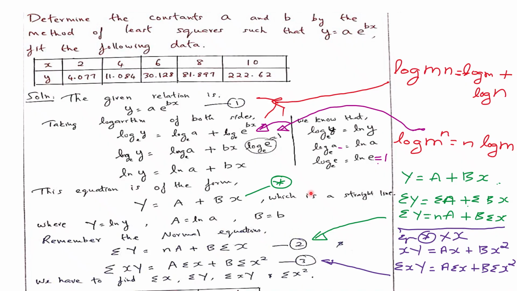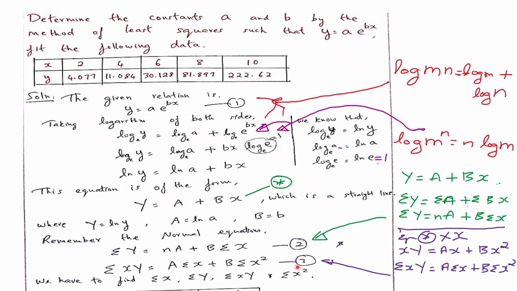Okay, so normal equations as usual we have to remember. I have written here, you see in green ink, this is equation star, that is Y is equal to A plus Bx. So next step is what? Just like the previous problem, take the summation: sigma Y is equal to sigma A plus sigma Bx. Sigma A, I told you in the previous problem, means A plus A plus A plus A etc. So it becomes n times A plus B into sigma x. That becomes equation 2 here. See, sigma Y is equal to n into A plus B into sigma x.